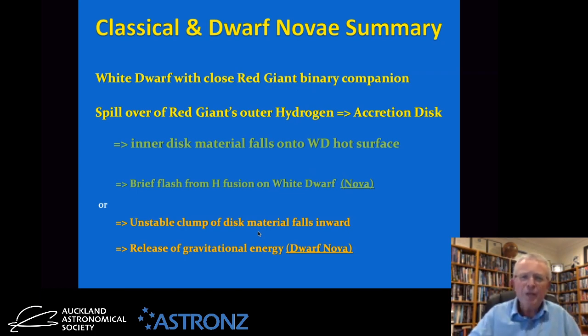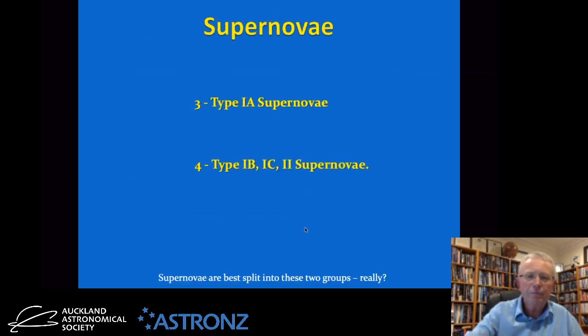The key is they both involve a white dwarf and a red giant in a close binary system and a subsequent accretion disk. So let's move on from novae to supernovae. I really split this into two groups, the type 1a supernovae and type 1b, 1c, and 2 supernovae. And you might think, really? That looks a bit weird, but yep, there's method to all of this.